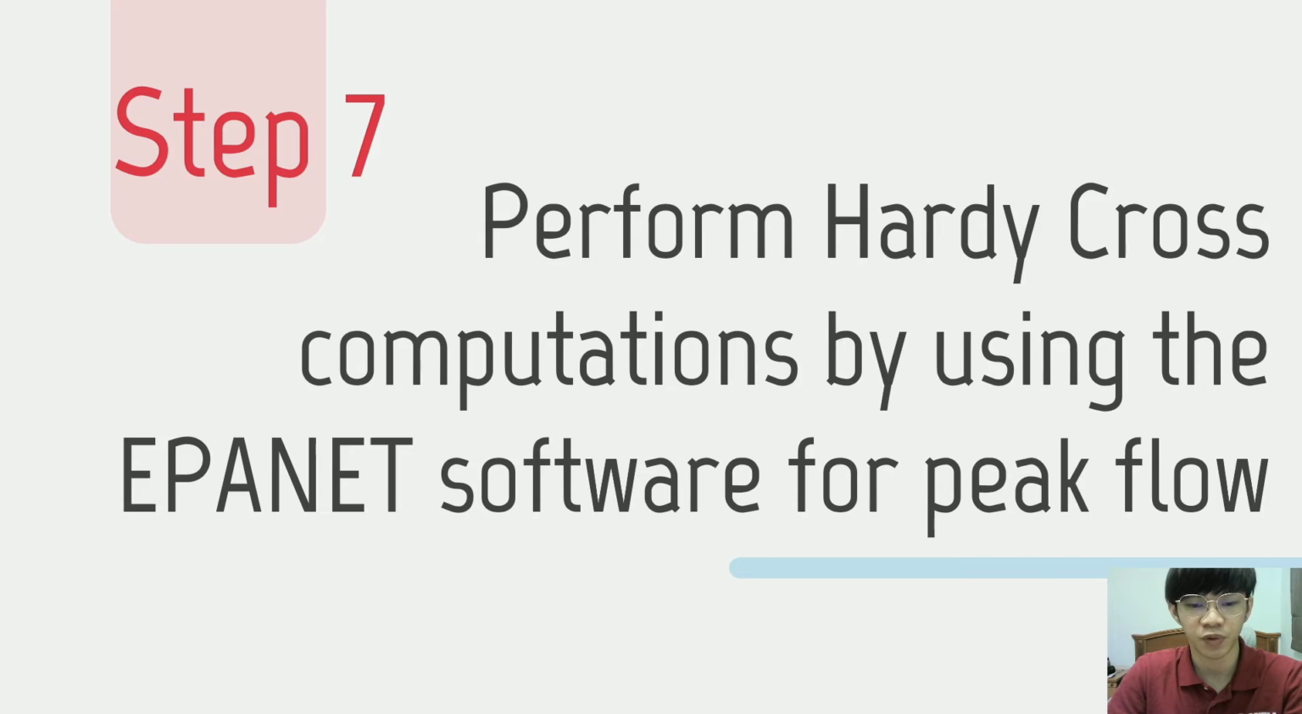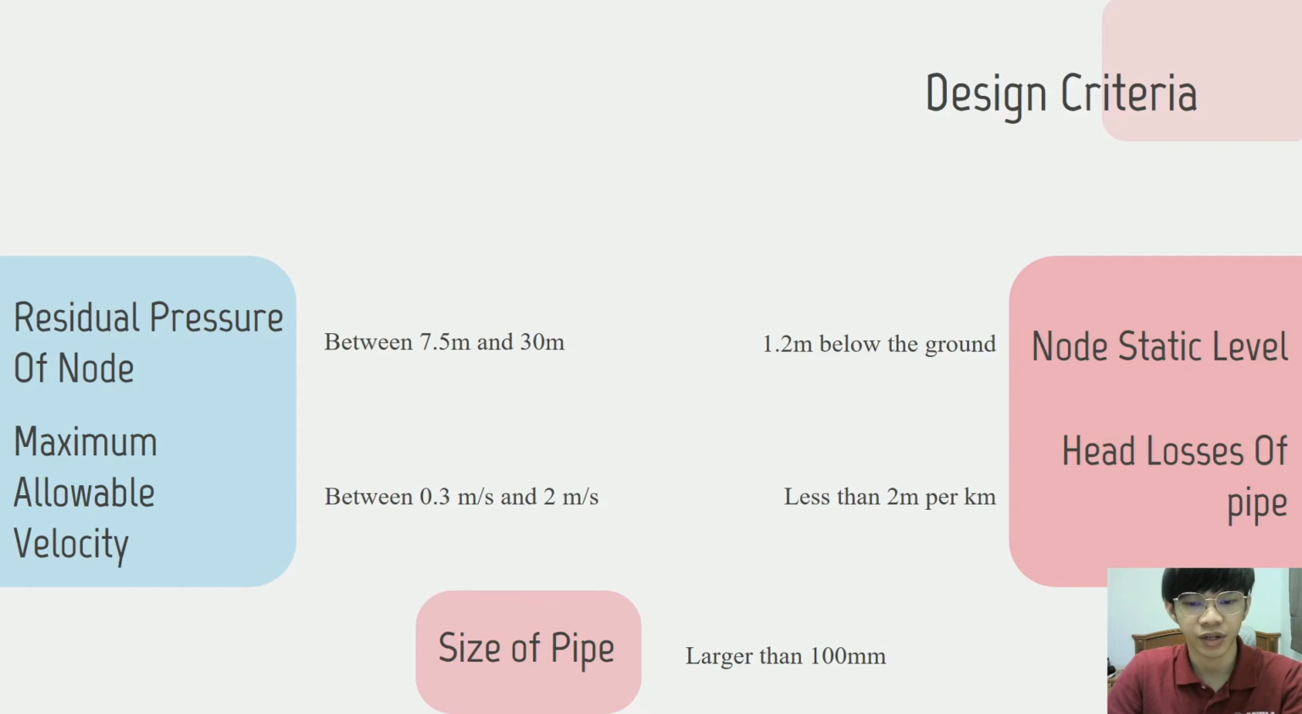Step 7 is to perform Hardy Cross computations using the EPANET software for peak flow. There are a few design criteria that we have to take note of when doing this analysis. Our residual pressure of a node should be between 7.5 meters and 30 meters. The allowable velocity should be between 0.3 meters per second and 2 meters per second. The node static level should be buried 1.2 meters below the ground. The head losses of a pipe should be less than 2 meters per kilometer. And lastly, the minimum diameter of a pipe should be 100 mm.